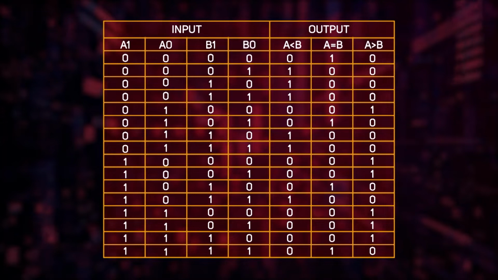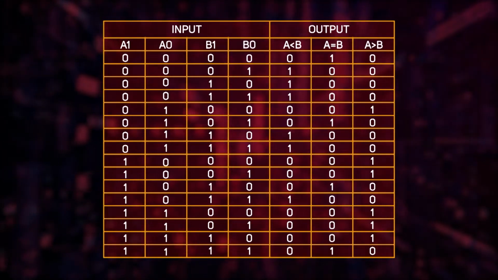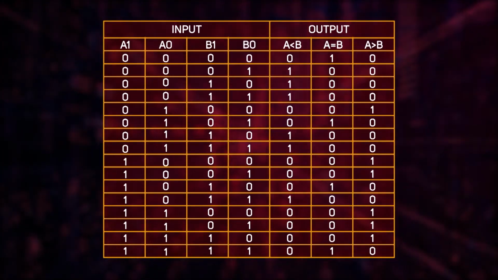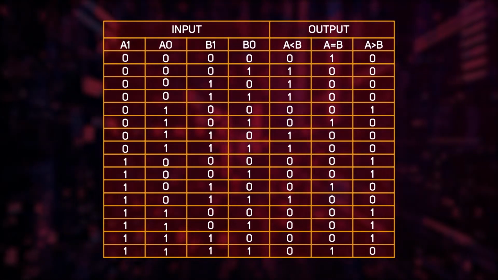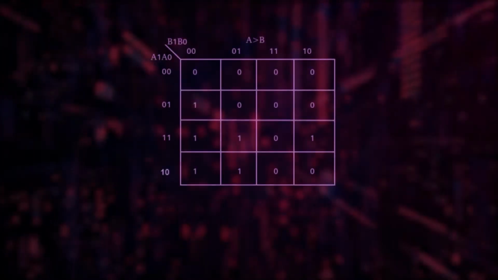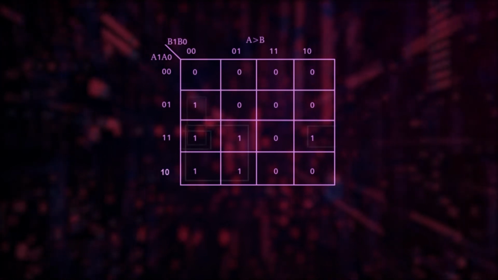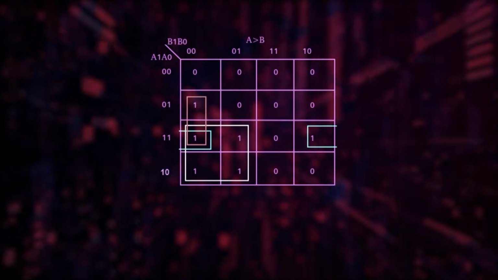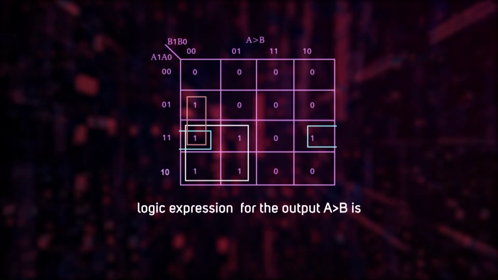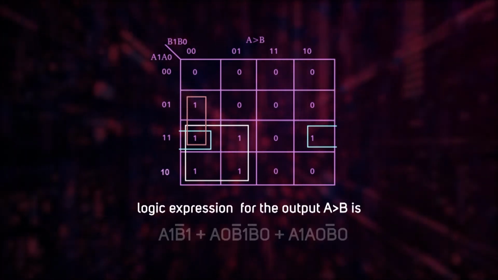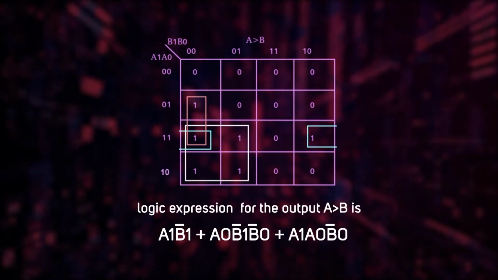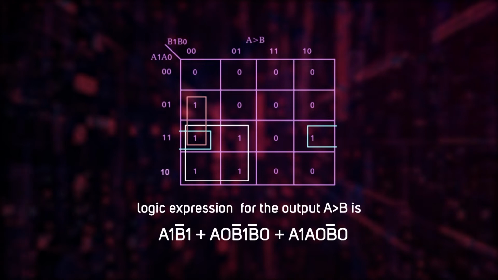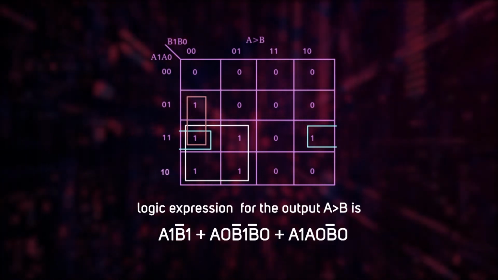From the truth table, let us compute logic expressions for outputs A greater than B, A equal to B and A less than B using K-map. Here is the K-map for A greater than B. After plotting values in the K-map and grouping ones, we obtain the logic expression A greater than B as A1 B1 complement plus A0 B1 complement B0 complement plus A1 A0 B0 complement.